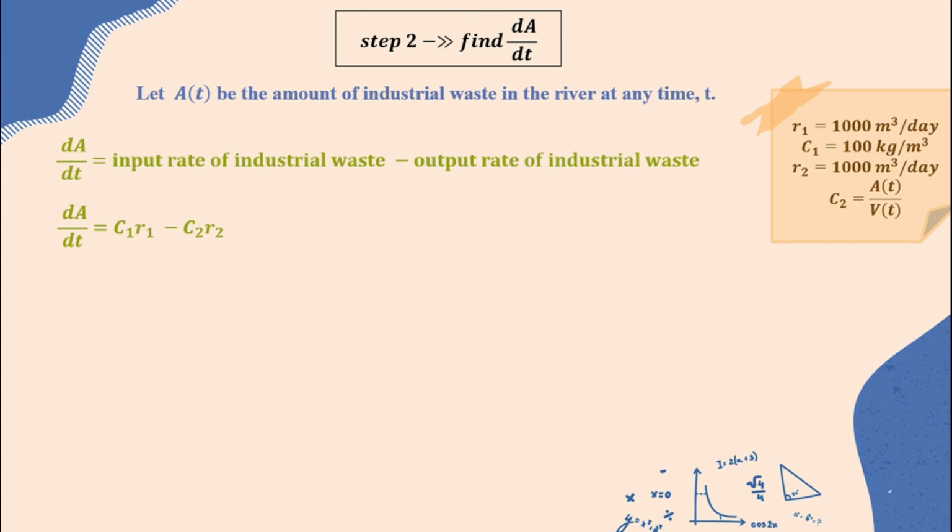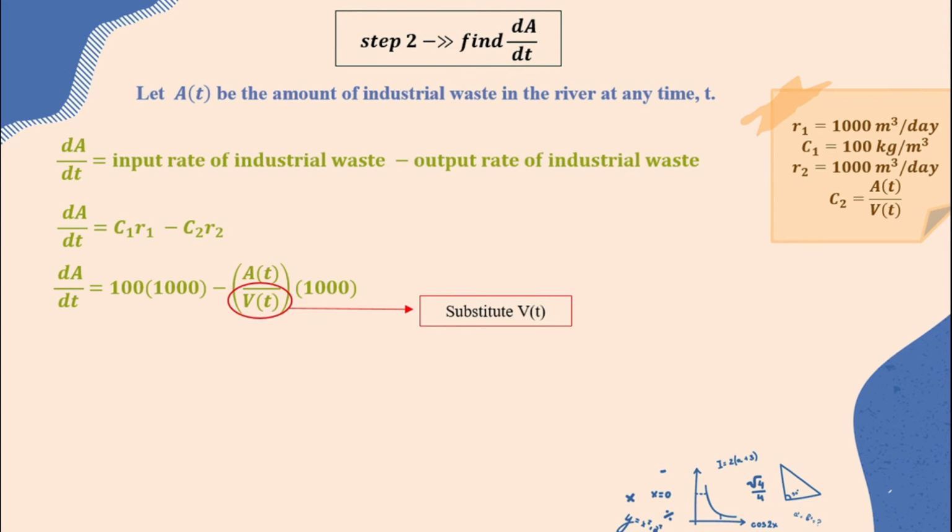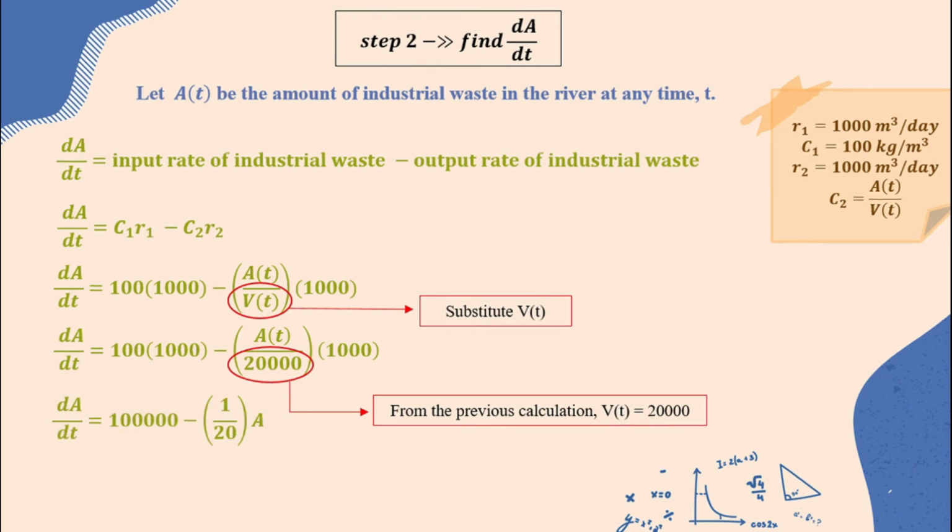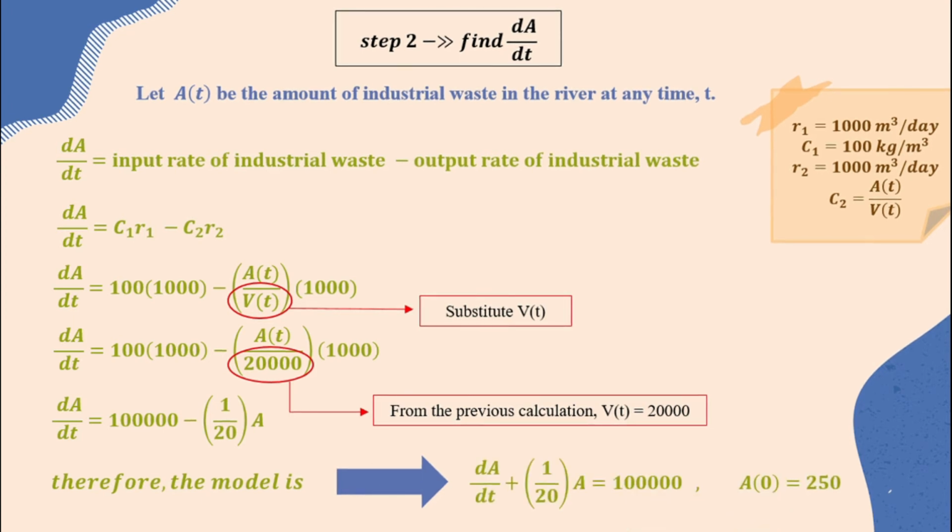And then substitute the C1, R1 and the C2, R2. Hence, we get 100 multiplied by 1000 minus A(t) over V(t) multiplied by 1000. Don't forget to substitute the V(t) because we already calculated it before. After we simplify the equation, we will get 100,000 minus 1 over 20 A. Therefore, the model is dA/dt plus 1/20 multiplied by A equal to 100,000. And the initial substance in the river is 250.